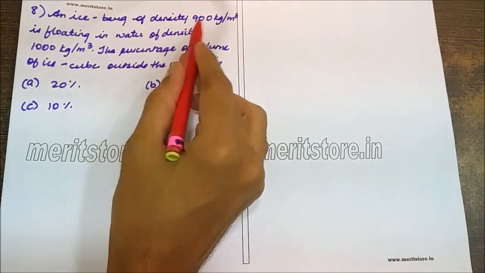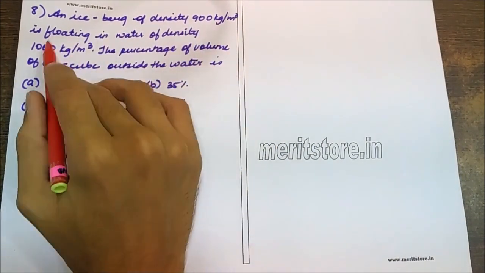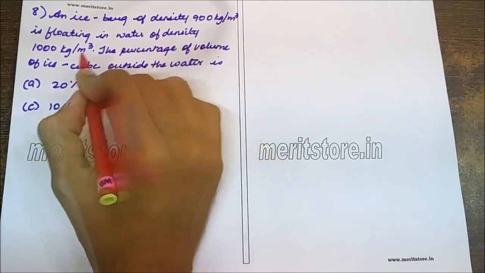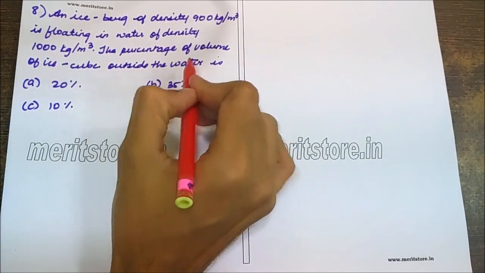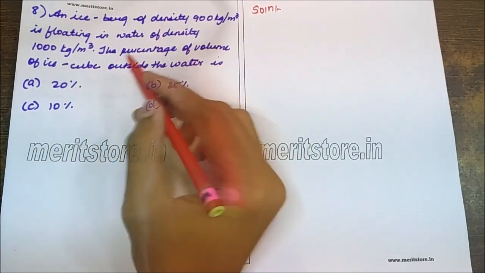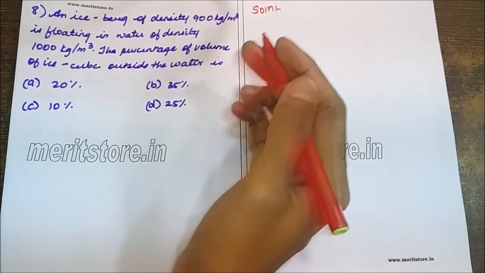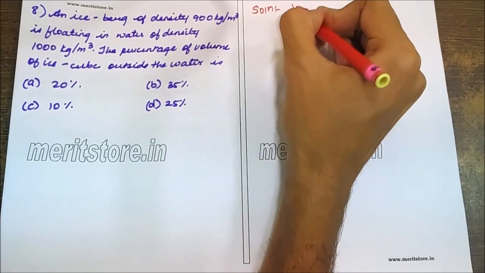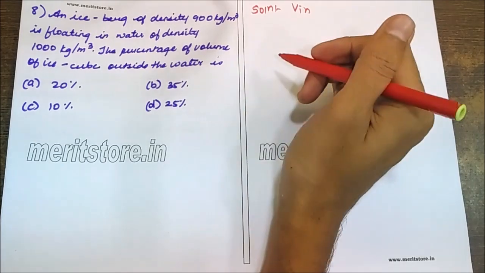An iceberg of density 900 kg per meter cube is floating in the water of density 1000 kg per meter cube. The percentage of volume of the ice cube outside the water is? So we need to find the percentage of the ice cube outside the water. Suppose this iceberg floats in the water with some volume V in, which is inside the water.